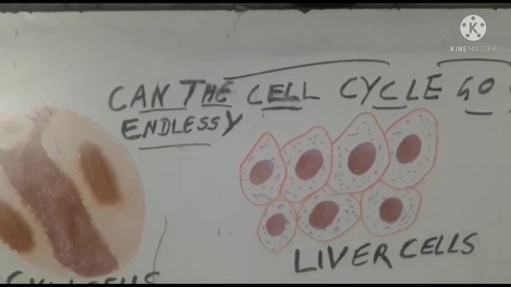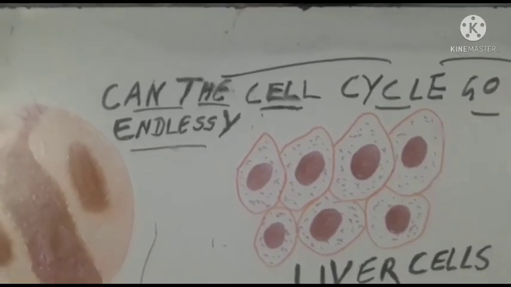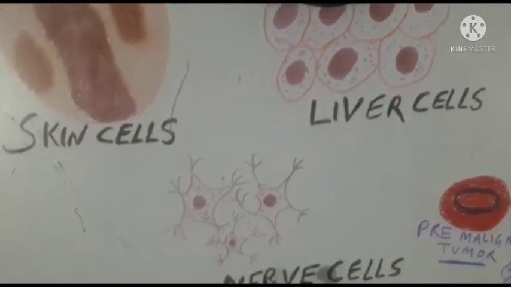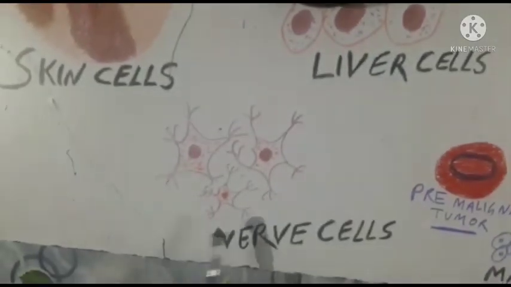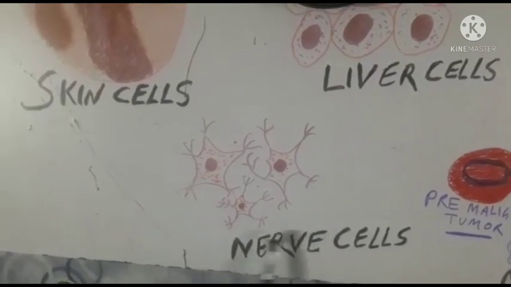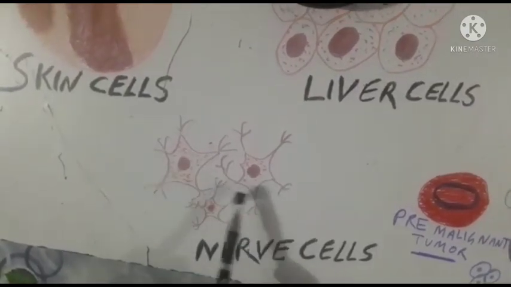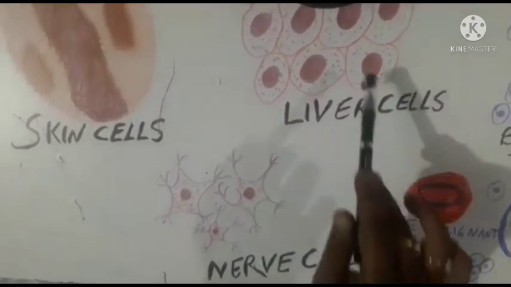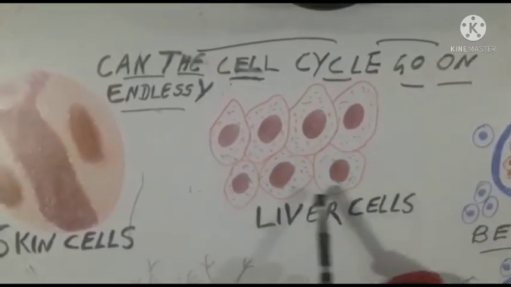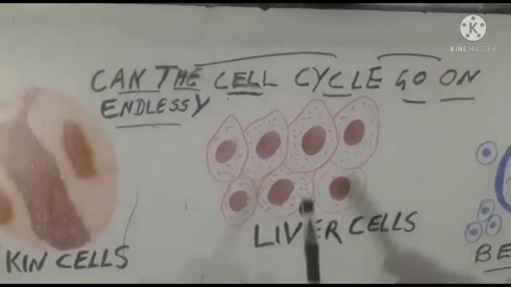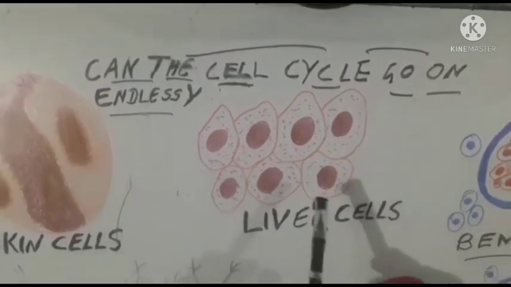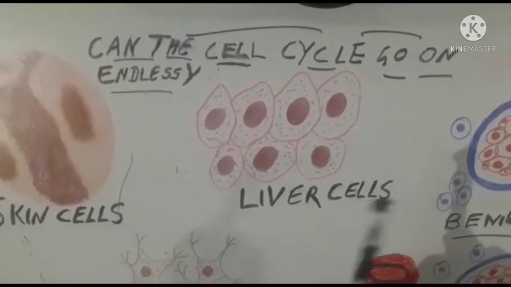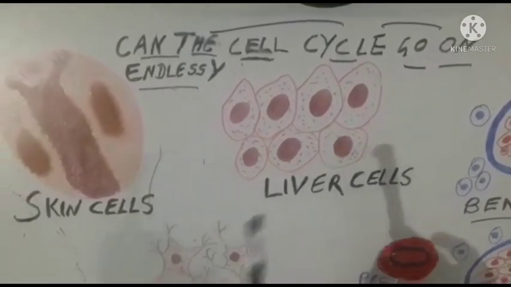Here you can see nerve cells. Brain and other nerve cells once formed in the embryo do not divide further. Once dead, they are not replaced. Here you can see nerve cells of the neuron. Here you can see the liver cells. These are found in the liver. Liver cells may divide only once every one or two years to replace damaged or destroyed cells.